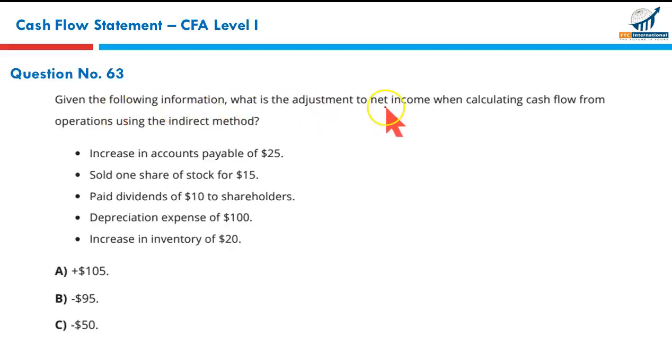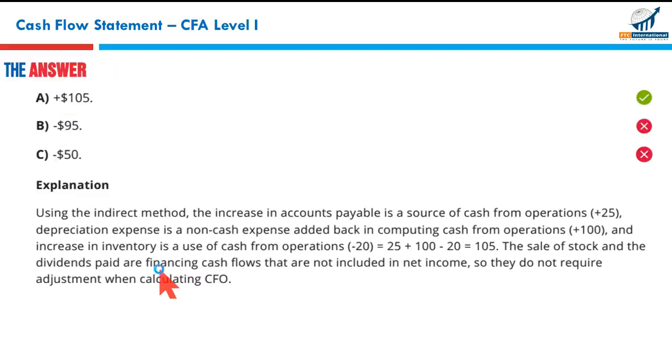Given the following information, what is the adjustment to net income when calculating cash flow from operations using the indirect method? Increase in accounts payable means we delayed the payment, it's added. Operating, mind you, cash flow from operations. Sold one truck, investing. Paid dividends, financing. Depreciation, since we are using the indirect method, depreciation expense must be added in full. Increase in your stock over the period represents an outflow. So it's 25 plus 100 less 20. So total net adjustment of plus 105. So that makes A the correct option.